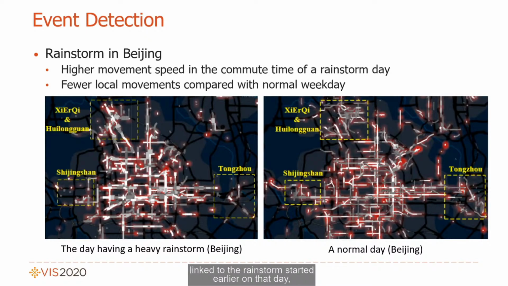This event is quickly linked to the rainstorm that started earlier on that day, which had a large amount of precipitation for Beijing in the recent decade. It is reported that the subway system of the city had a record high number of passengers. We infer that most people previously commuting by bus, bike, or other ground vehicles have switched to the subway system. This explains the pattern of a higher commuting speed and less local movement.